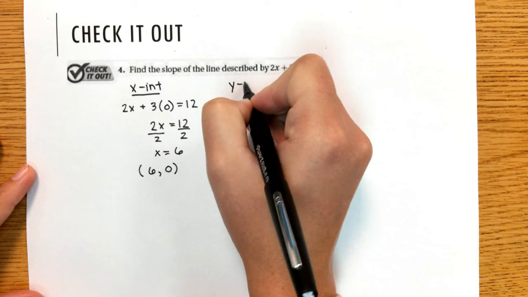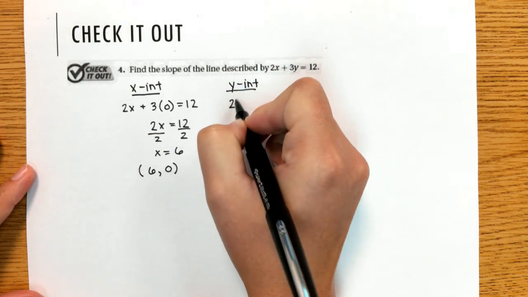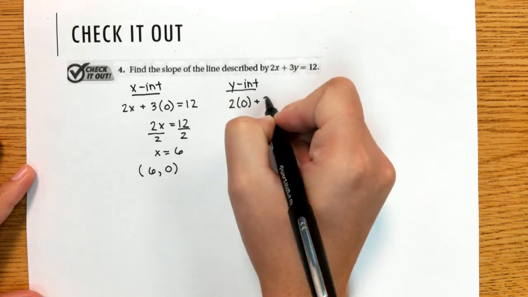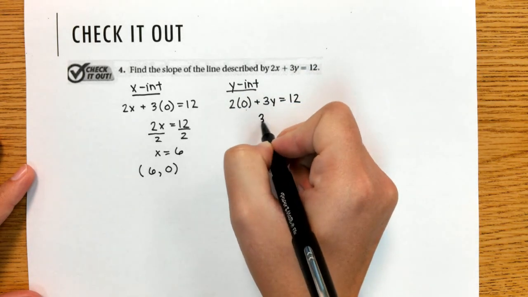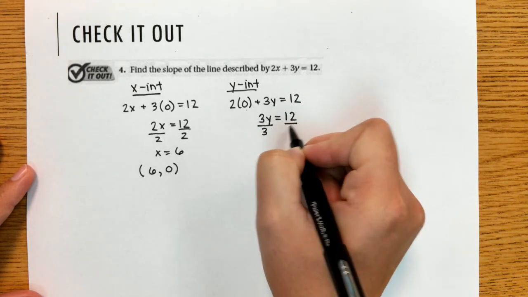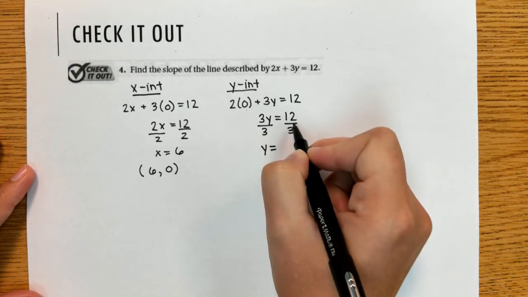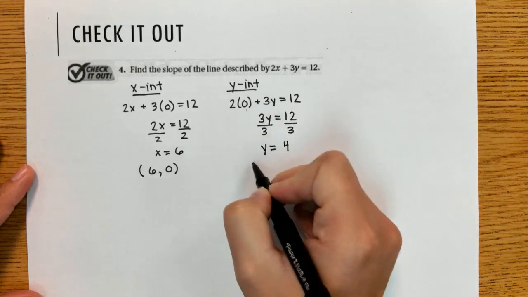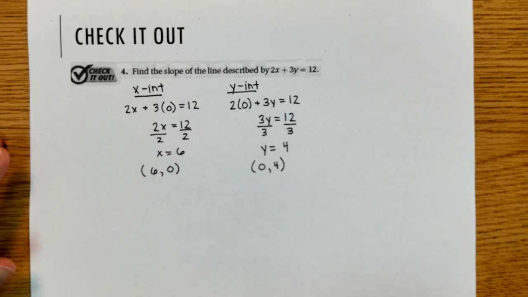Then find my y-intercept. For your y-intercept, x becomes 0, so you're going to have 2 times 0 plus 3y equals 12. 2 times 0 is 0, so you're going to have 3y equals 12. Divide both sides by 3. 3 divided by 3 is 1, so you're left with 1y. 12 divided by 3 gives us 4. So our y-intercept is going to be 0, 4.